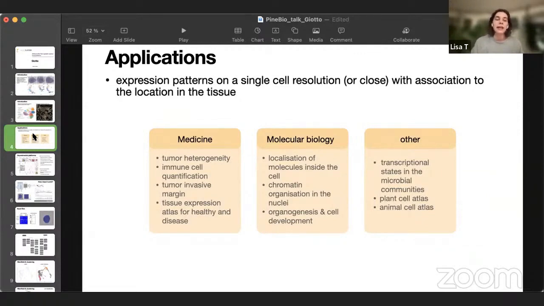And it was possible to build a bunch of expression atlases for healthy organs or the ones in disease. Also in molecular biology, it allowed us to localize individual molecules and, of course, study their expression inside the cell, for example, in cytosol or in nucleus. It also helped to understand better the chromatin organization and cell development.